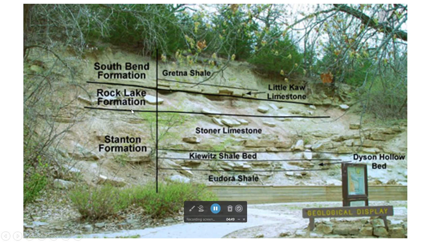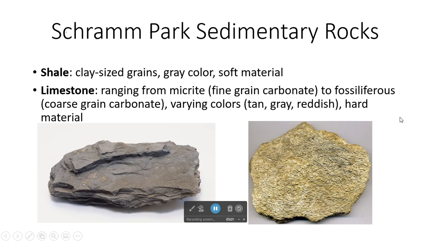You do not need to remember every single division of this for the class, but I just wanted to emphasize how these formations are subdivided into members very often in geologic studies. Now, I just mentioned that some of our units here are made up of two different types of sedimentary rocks. So the Schramm Park sedimentary rocks are mainly shales and limestones.